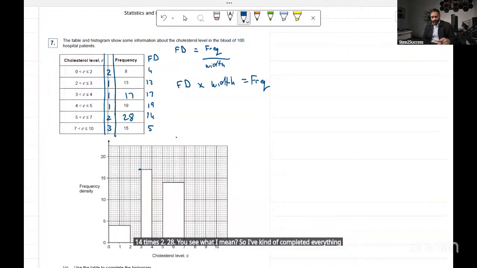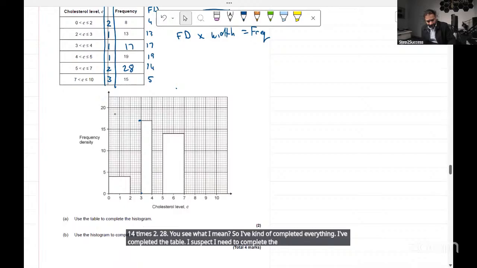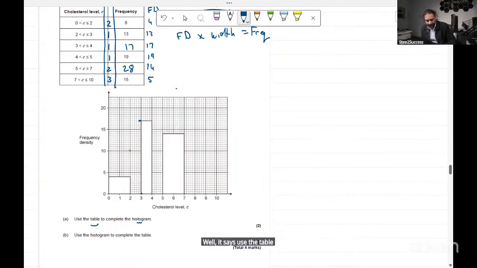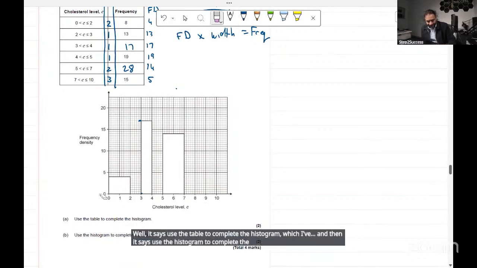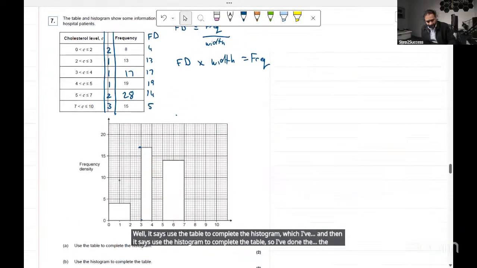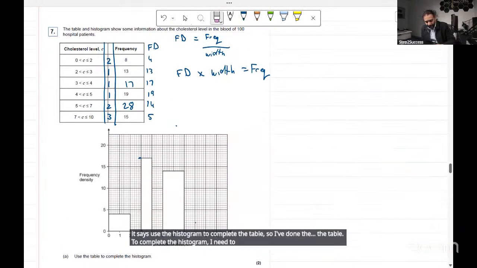I've completed the table. I suspect I need to complete the histogram now. Well, it says use the table to complete the histogram, and then it says use the histogram to complete the table. So I've done the table. To complete the histogram, I need to draw the remaining bars here.